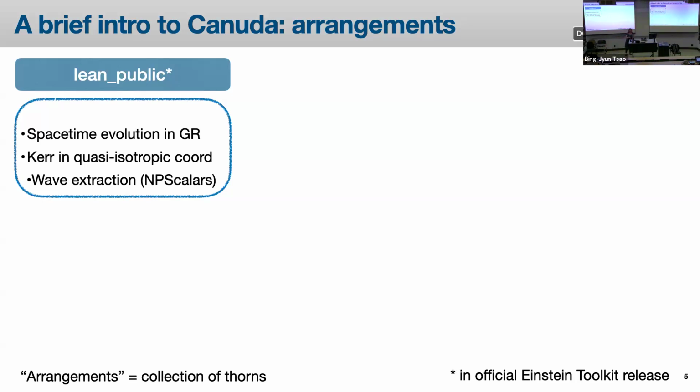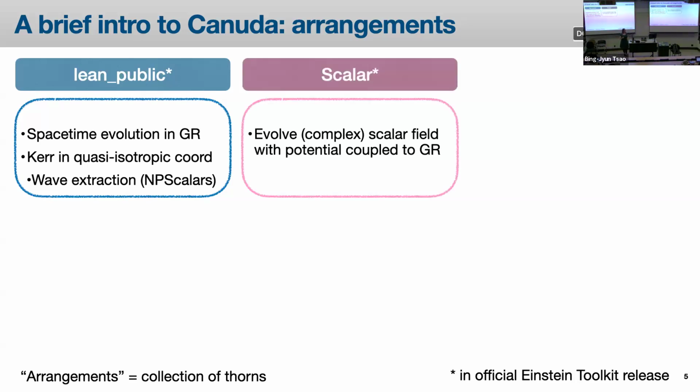Then we have an arrangement that's called Scalar. I will talk about this in a little bit more detail. Essentially what it does is evolving a complex scalar field that can potentially be coupled to general relativity. And it's also in the Einstein Toolkit already in the public version.